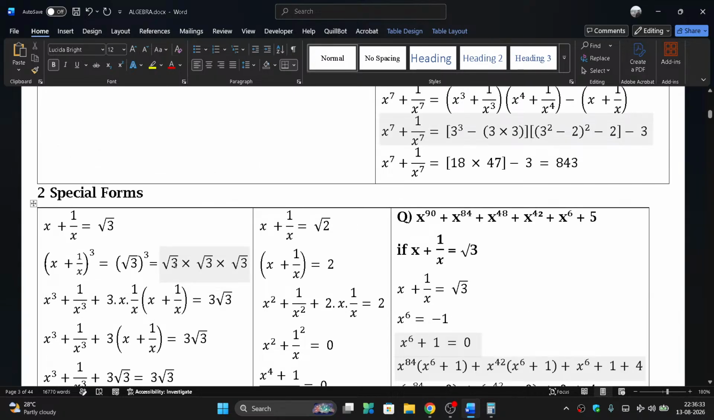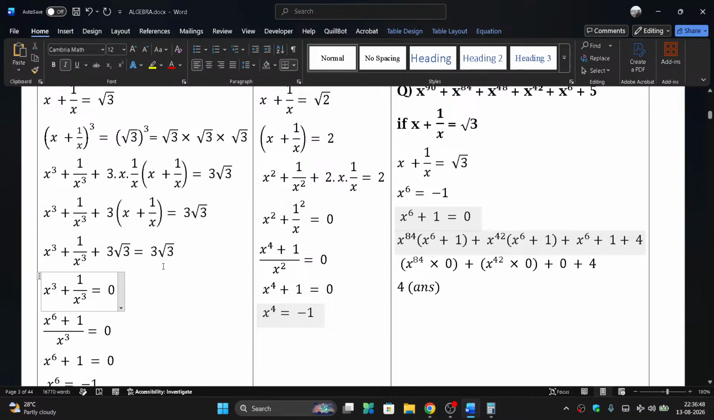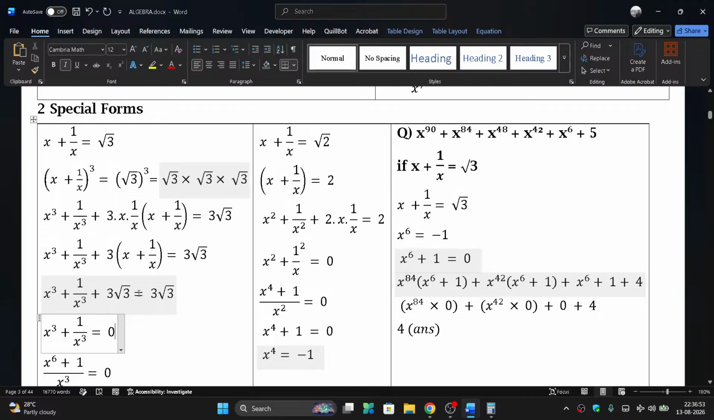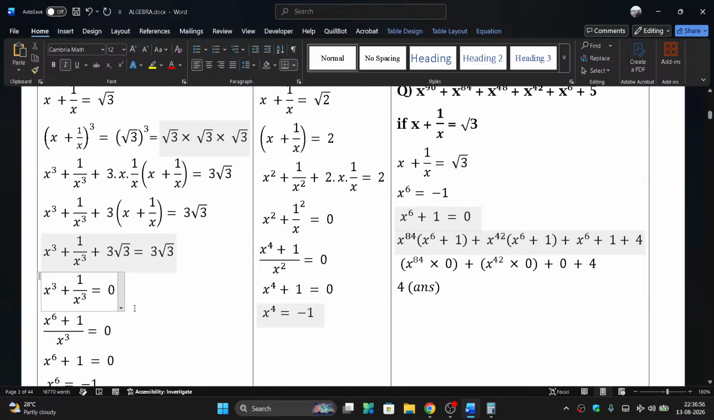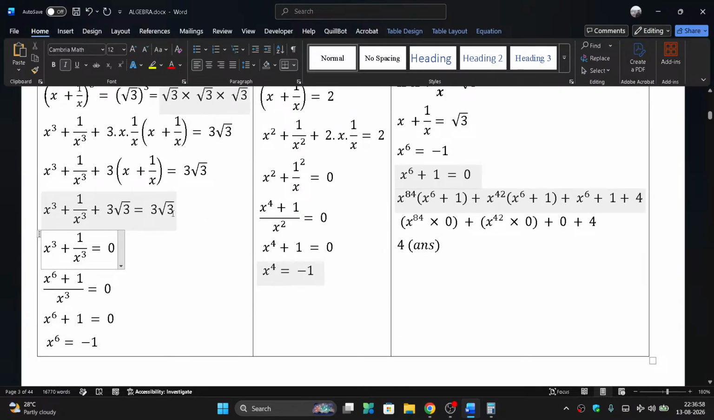We know the root of two similar terms is the term itself that is inside the root. So root 3 into root 3 is 3, and this one extra root 3 makes 3 root 3. So this will be 3 root 3 and x plus 1 by x is also root 3 because it is already given. So the 3 root 3 cancel each other, and x cube plus 1 by x cube equals 0. So it will be x to the power 6 plus 1 equals 0, and x to the power 6 equals minus 1.